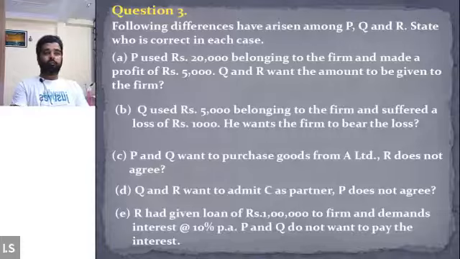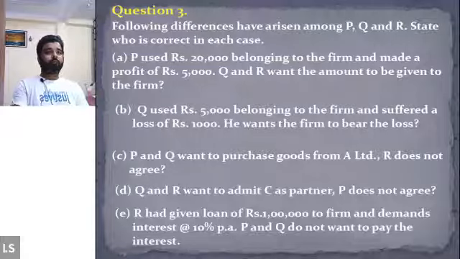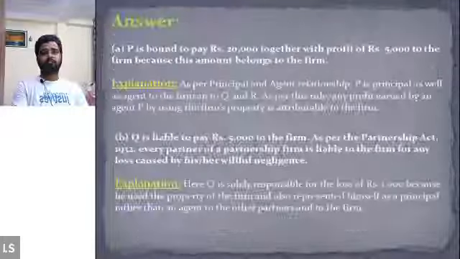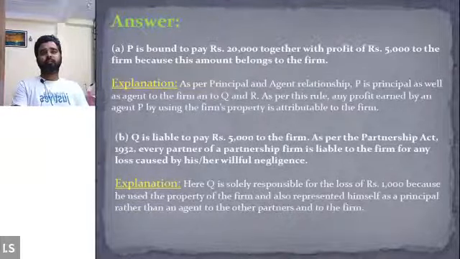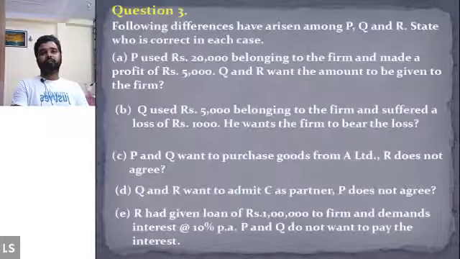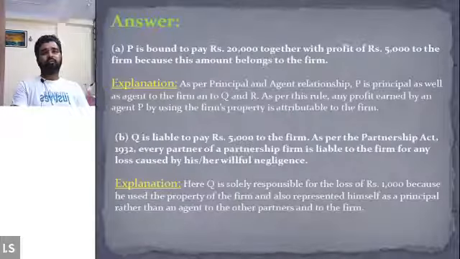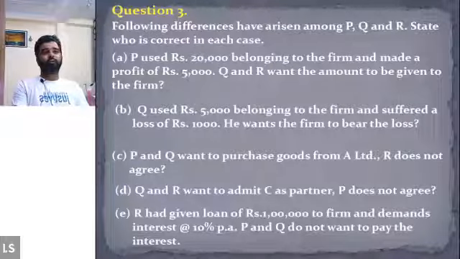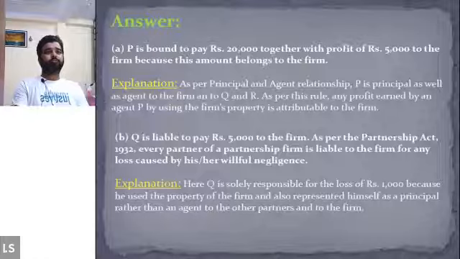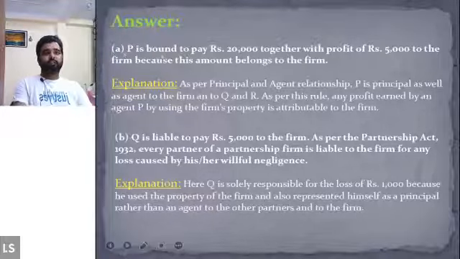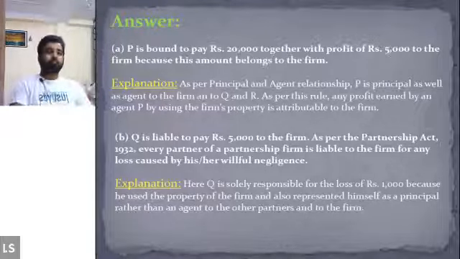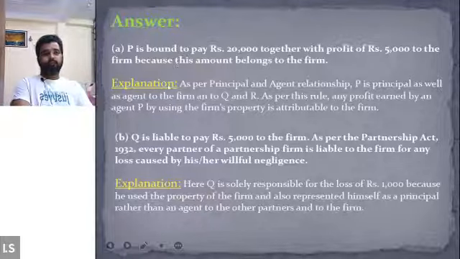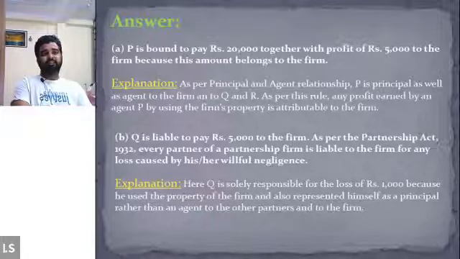Very good. So I'm moving to the next question. I hope all these things are clear to you. And I'm also showing the solution of this question. Just a moment. So this is the explanation of the question. In point A, case one was where P used 20,000 belonging to the firm and made a profit of 5,000. This needs to be explained in this manner. P is bound to pay 20,000 together with a profit of 5,000 to the firm because this amount belongs to the firm. And we are also required to give the explanation to that.